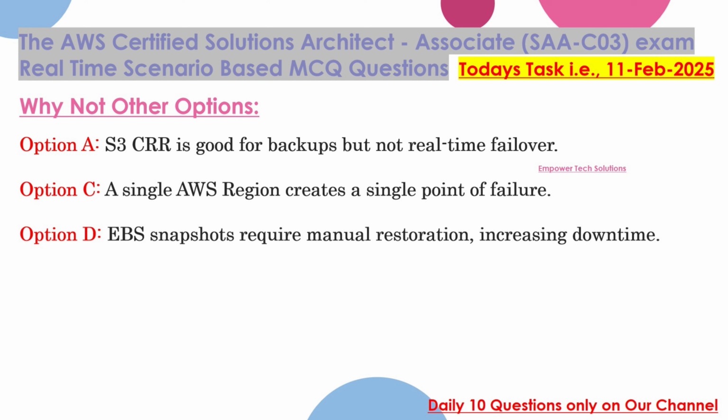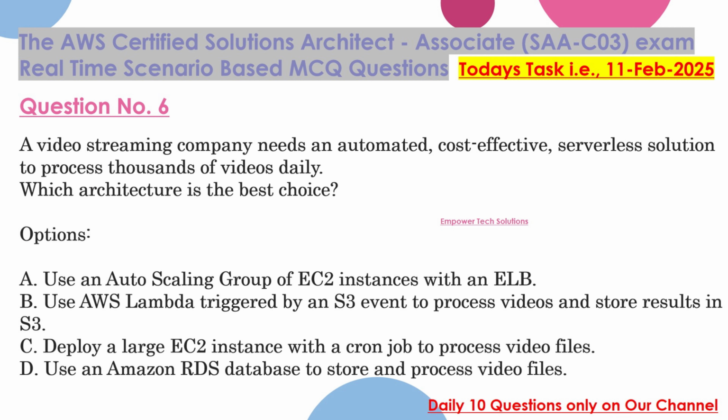Option D, EBS snapshots require manual restoration, increasing downtime. Question 6. A video streaming company needs an automated, cost-effective, serverless solution to process thousands of videos daily. Which architecture is the best choice?